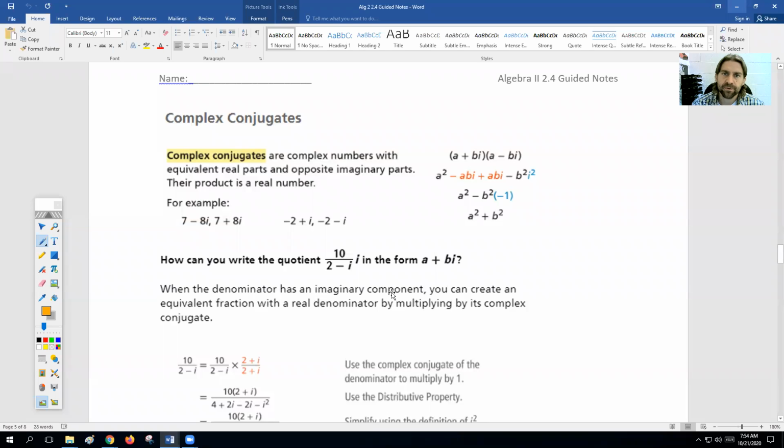Hey guys, it's Mr. Riz here, and we're going to finish the 2.4 guided notes. So we've got day 3. We're going to be looking at what are known as complex conjugates.